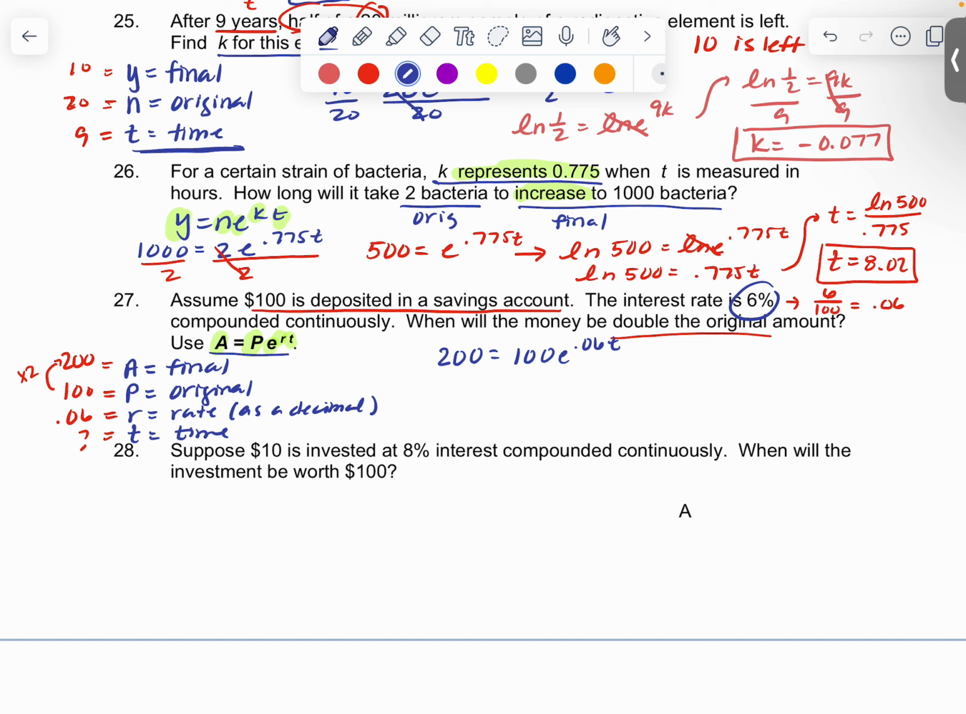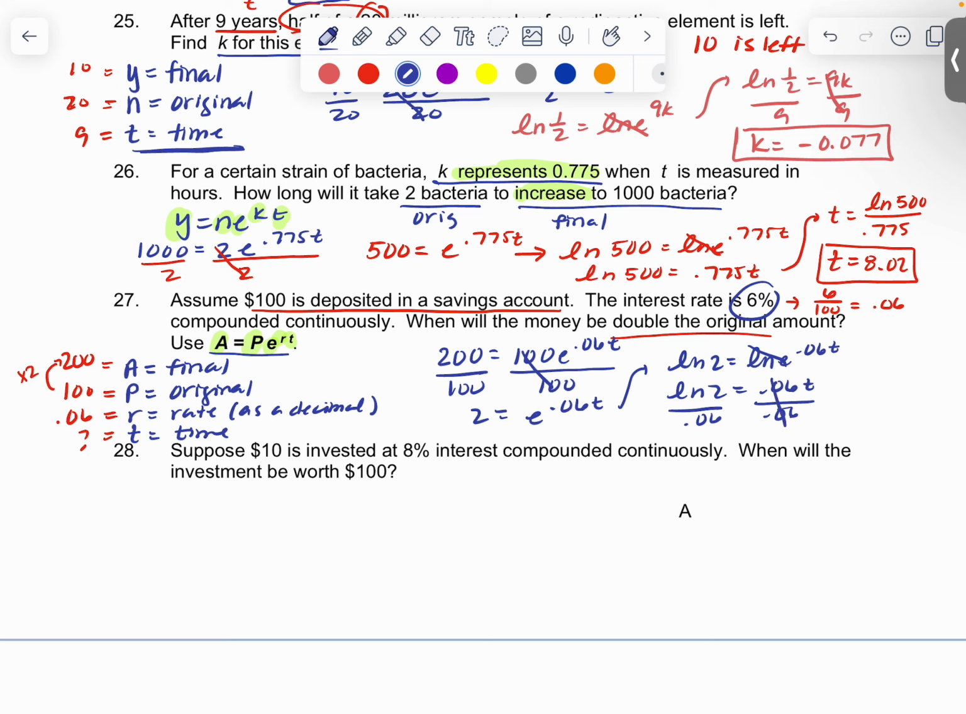And if you look, this is exactly the same as number 25 and 26. So we divide by 100, giving us 2 equals E to the 0.06t. Now to get rid of the E, I'm going to ln both sides. So I'm going to do ln of 2 equals ln of E to the 0.06t. And then remember, ln and E cancel out, so I have ln of 2 equals 0.06t, divide by 0.06, divide by 0.06, and plug that into your calculator.